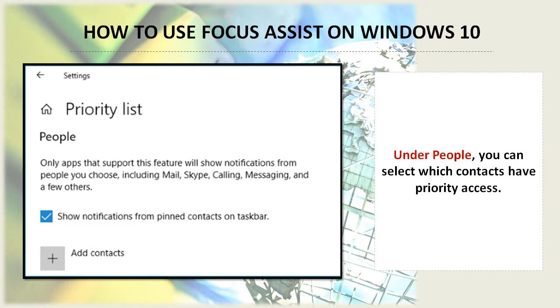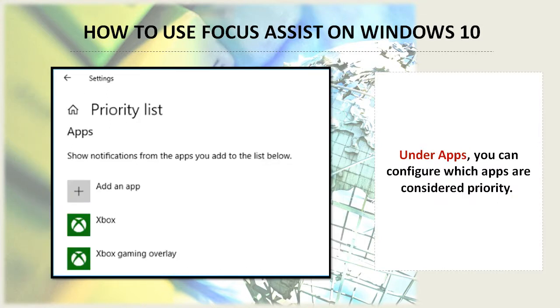Under People, you can select which contacts have priority access. This uses the My People feature in Windows. By default, notifications from contacts pinned to your taskbar have priority. You can also click Add Contacts and add any contact to here.